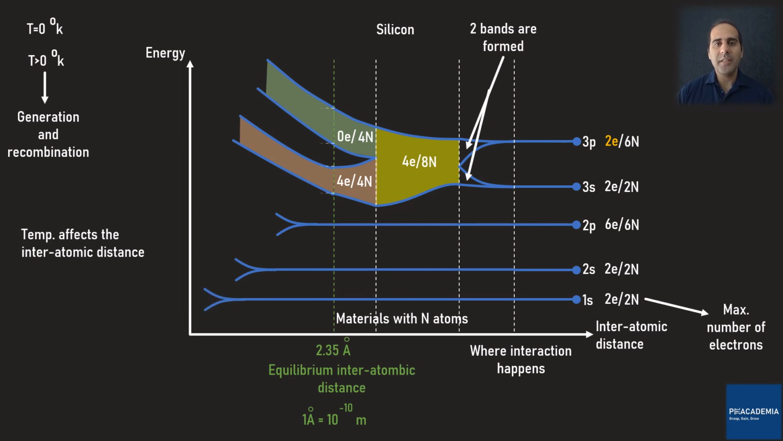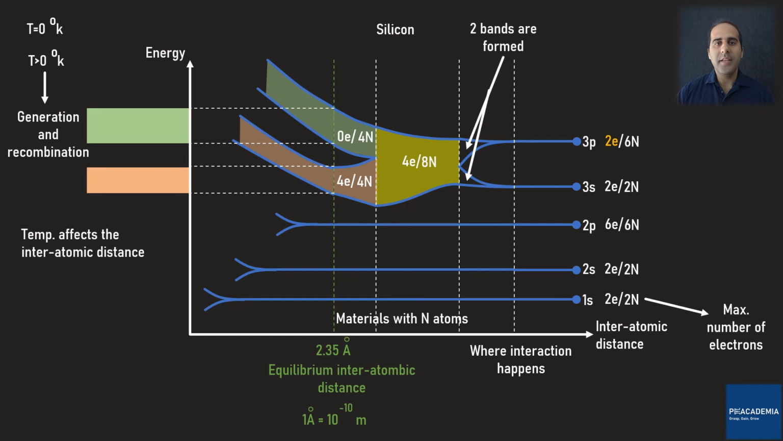By projecting the upper and lower limits of the top two bands on the y-axis at the equilibrium interatomic distance, we can draw two bands. The lower band is called valence and the upper band is called conduction. The gap between the valence and conduction band is called the forbidden gap. It is also called the energy gap. In the forbidden gap, there are no states available and therefore no electron exists in it.